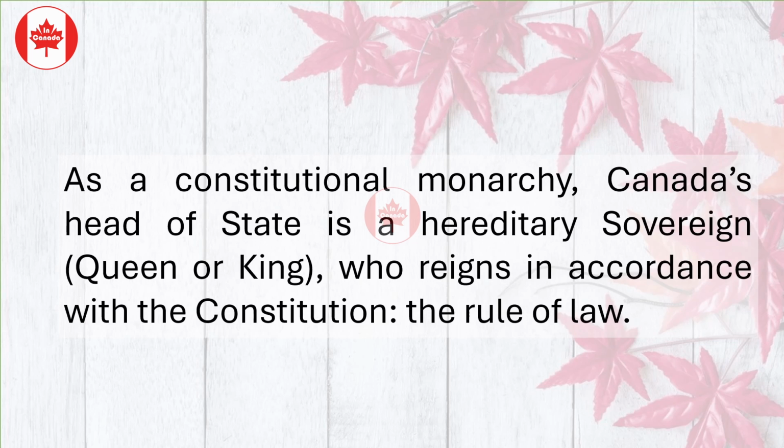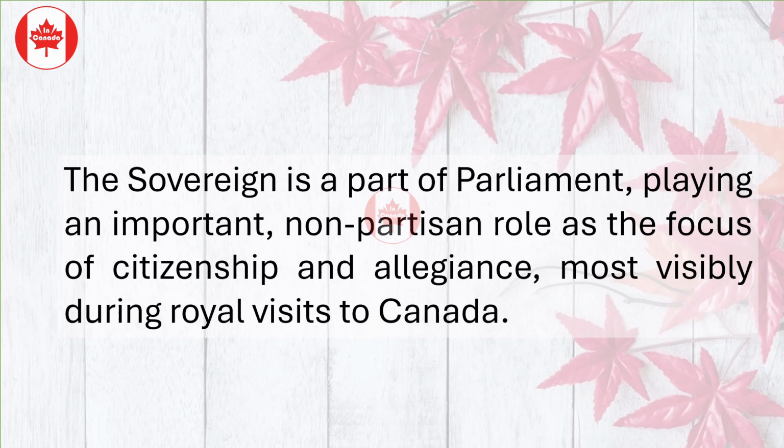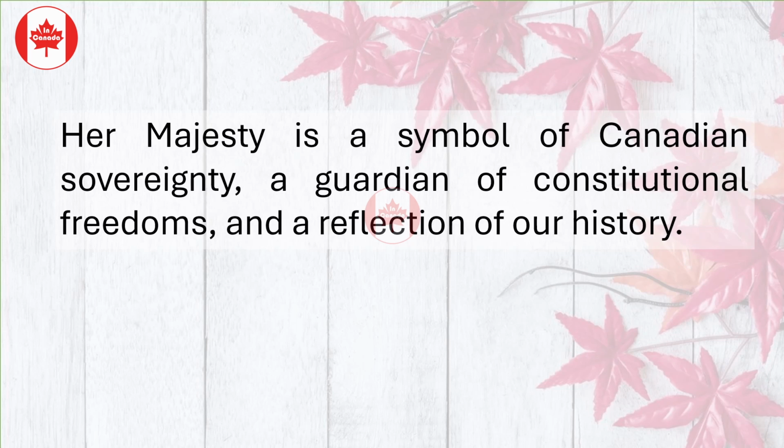As a constitutional monarchy, Canada's head of state is a hereditary sovereign, Queen or King, who reigns in accordance with the Constitution, the rule of law. The sovereign is a part of Parliament, playing an important, non-partisan role as the focus of citizenship and allegiance, most visibly during royal visits to Canada. Her Majesty is a symbol of Canadian sovereignty, a guardian of constitutional freedoms, and a reflection of our history.